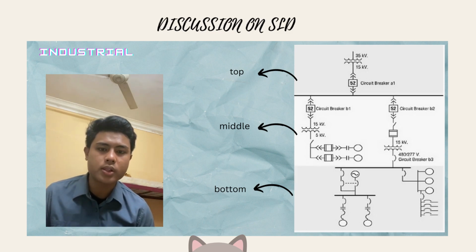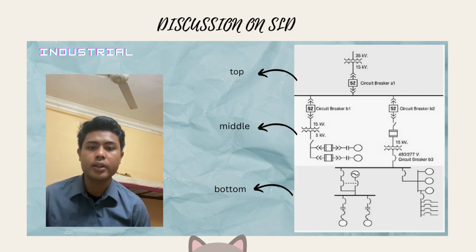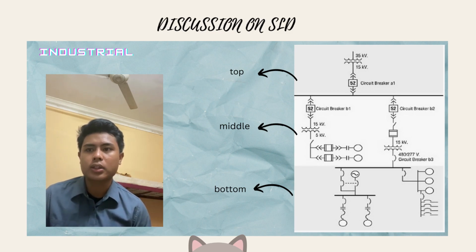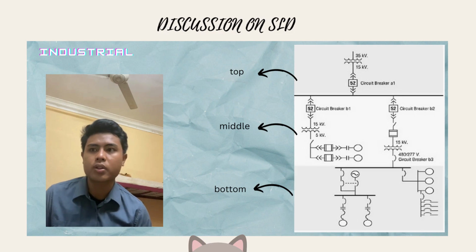Today I will present about the single line diagram in industrial. We begin at the top of the single line diagram where the highest voltage is located, and work our way down to the lowest voltage while interpreting it. A transformer is placed to reduce the voltage from 35 kV to 15 kV.